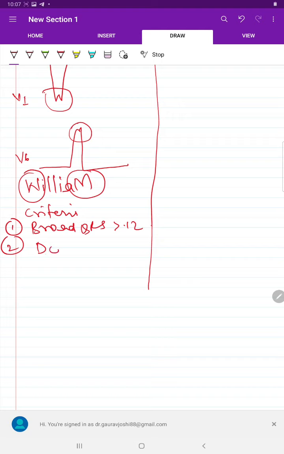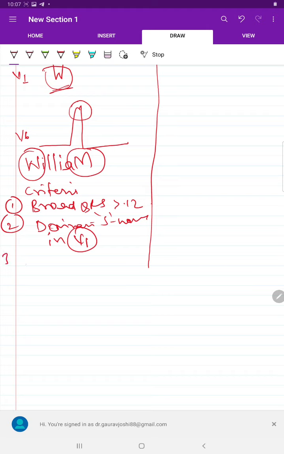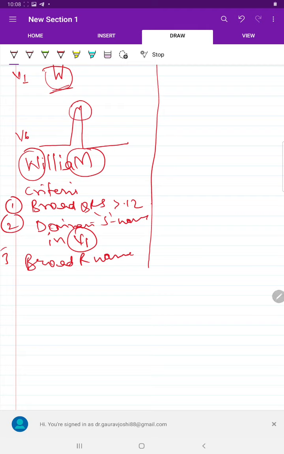Then there should be a dominant S wave in V1. So this dominant S wave in V1 will make a V1 pattern. And then there is a broad R wave in lead V6. So broad R wave or R pattern. So you can appreciate it like this.